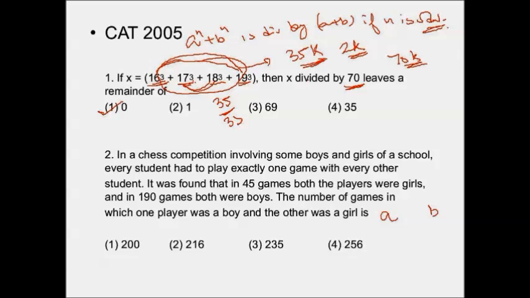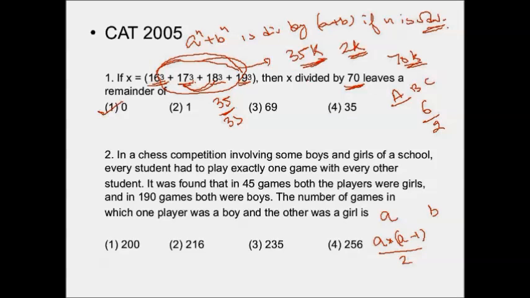So the number of matches among the girls: each of these A girls will play against each of the other A minus 1 girls. That means the number of matches would be A into A minus 1, but I'll have to halve it, because in each game 2 players are involved. For example, if there are 3 girls, A, B and C, so A will play against B and C, 2 matches, B will play against A and C, 2 matches, C will play against A and B, 2 matches, in total 6, but matches are only 3 because in each game 2 players are involved.